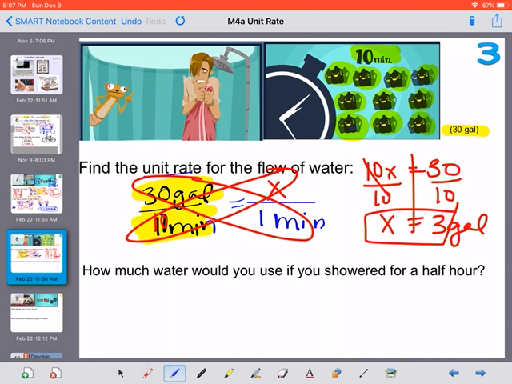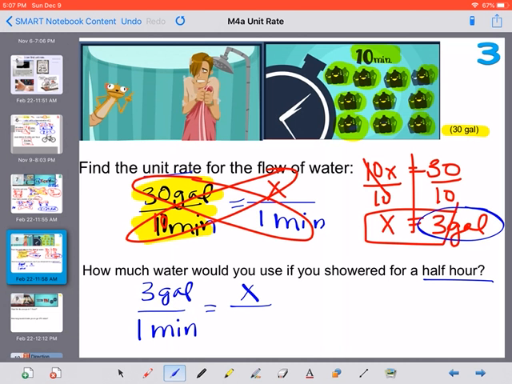So now that we use 3 gallons in 1 minute, they want to know how much water you would use if you showered for a half an hour. So first I'm going to write my unit rate, 3 gallons in 1 minute. But they want to know how many gallons of water I am going to use. That's our question. If we showered for a half an hour, we're talking about minutes. Our units are in minutes. So an hour is 60 minutes, so a half an hour would be 30 minutes.